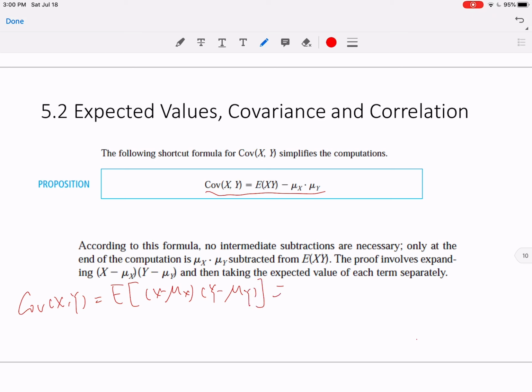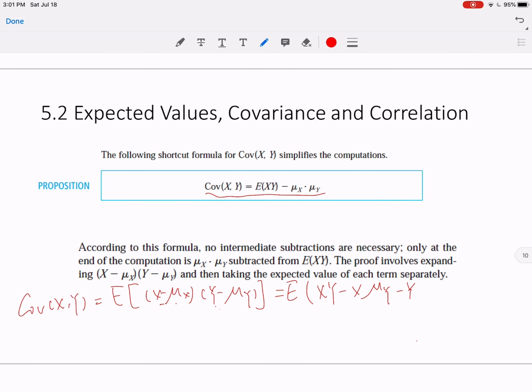Then what we want to do next is expand the inside of the expectation. X times Y gives us XY, and then X times negative mu sub Y gives minus X mu sub Y. Then negative mu sub X times Y gives minus Y mu sub X. And then negative mu sub X times negative mu sub Y, negative times negative gives positive, so mu sub X mu sub Y, right?